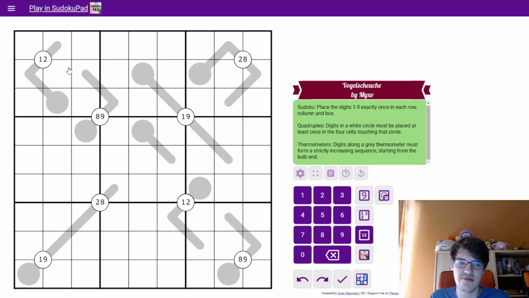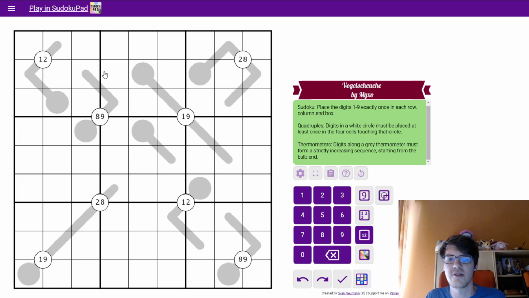So we have thermometers. That just means that the digits form an increasing sequence along this. So like this digit is smaller than that digit, smaller than that digit, and so on, a thermometer. And then we have quadruple clues, those circles with the numbers in them. They just tell us that those digits that are in the clue have to be placed somewhere in those 4 cells surrounding the quadruple clue.